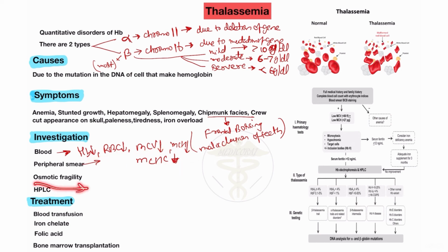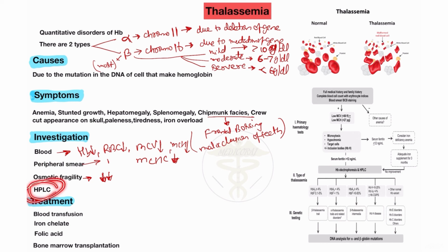Also osmotic fragility: osmotic fragility of the patient decreases in the case of thalassemia. So please learn this, this is very important. Osmotic fragility decreases in the patient of thalassemia. This is the most characteristic investigation in the thalassemia patient.